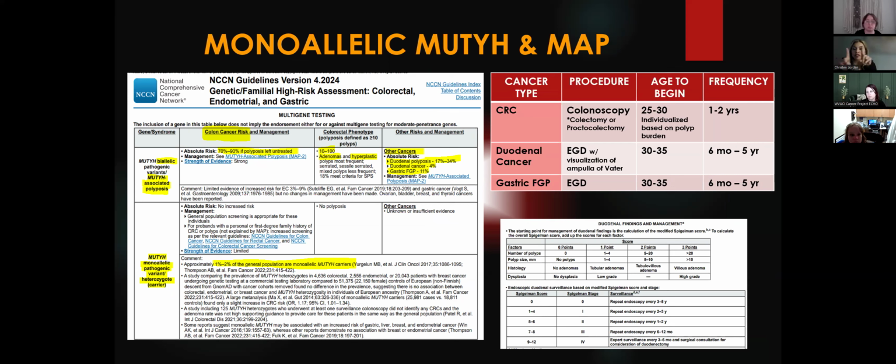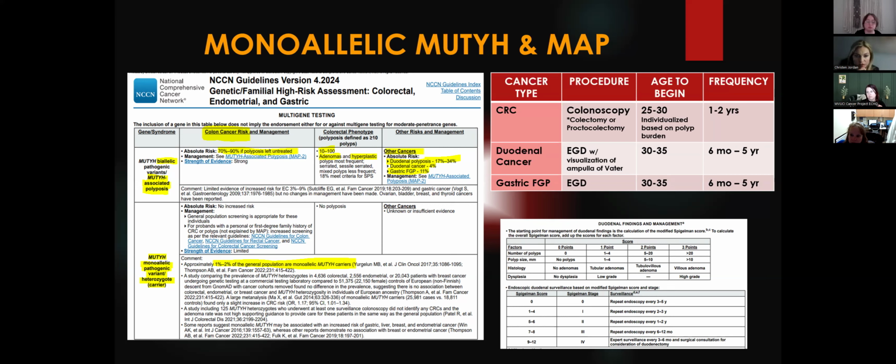If 2 carriers get together and have a baby, again, there's a 25% risk each child is going to have both abnormal copies and have the autosomal recessive condition called MAP, or MUTYH-associated polyposis. That's associated with usually anywhere from 10 to 100 polyps. It's also associated with a high risk of colorectal cancer if the polyps are left untreated. Obviously, we try to get those polyps out with colonoscopy done frequently before they develop into cancer.